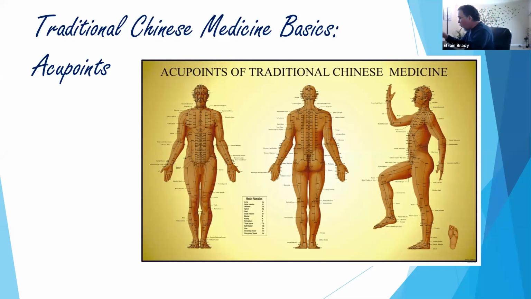So what would be an acupoint? An acupoint is these little dots. Again, you see the lines, and can you see that they're like little dots? You see the lines? Well, on the lines, there are different little dots. These are the places where we have access to those channels, okay?